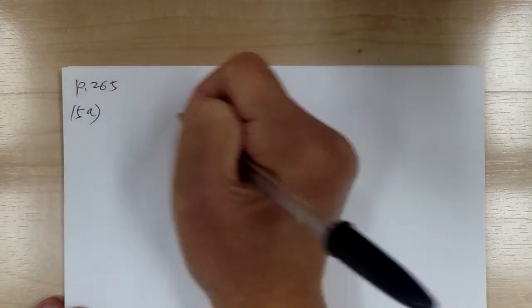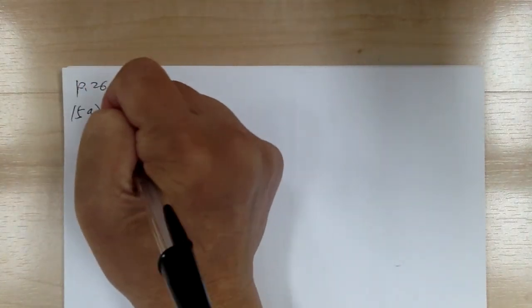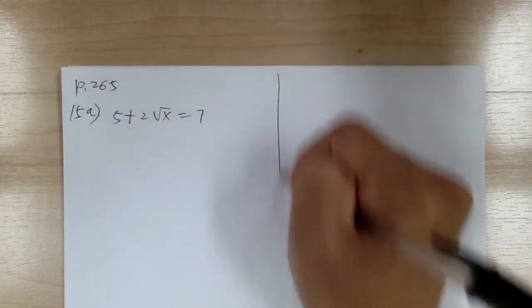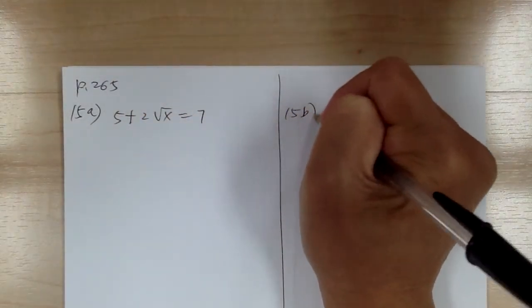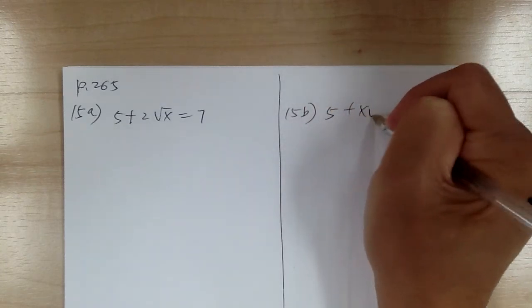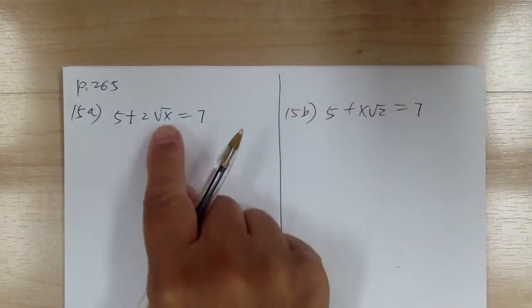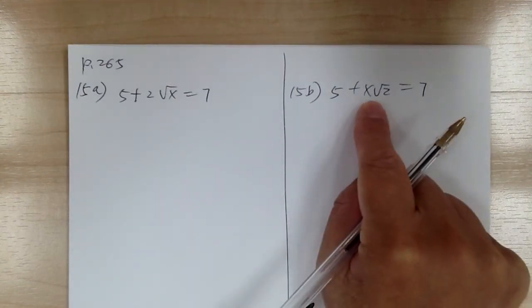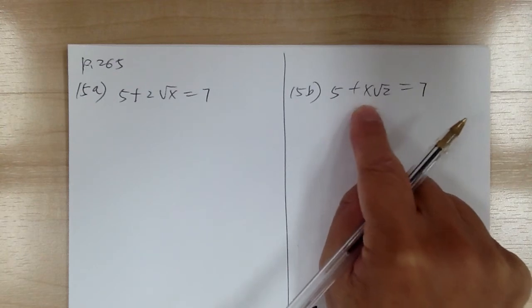Okay, so 15a, you have 5 plus 2 square root of x equal to 7. And 15b is 5 plus x square root of 2 equal to 7. So again, the x is inside the square root, so this is the radical equation. This one, the x is not inside the square root, so this is a regular equation.